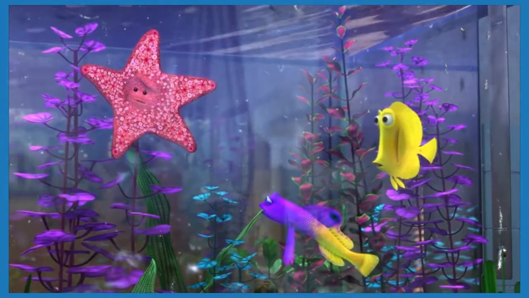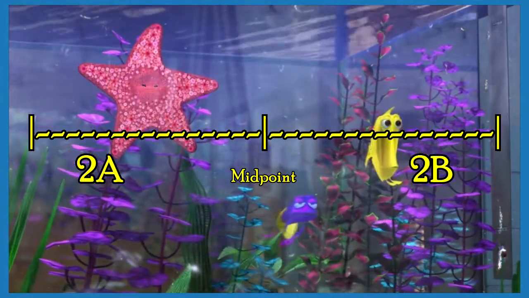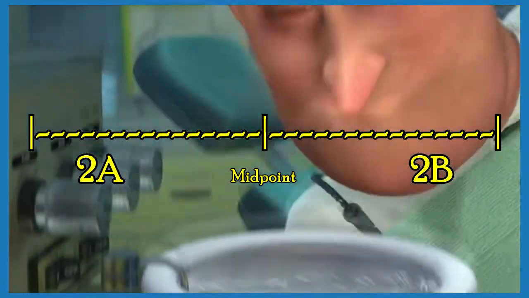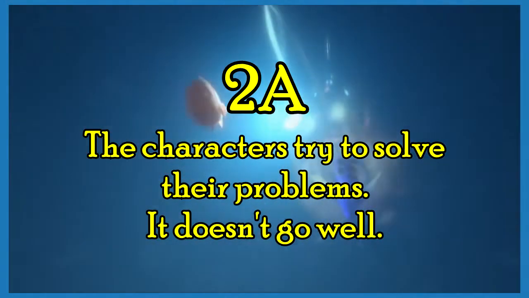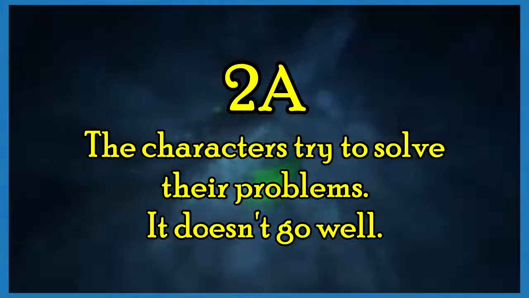Act 2 can be further broken down into two halves, 2A and 2B, separated by a midpoint. In 2A, the characters have just been ripped out of their safe and familiar ordinary world and thrown into a mess of danger and problems. So generally speaking, things go poorly.